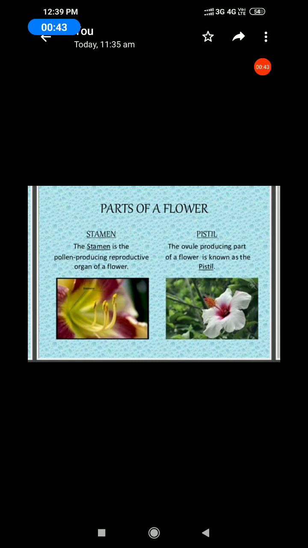The stamen is the pollen producing reproductive organ of a flower. Next, pistil. The ovule producing part of a flower is known as the pistil. What does stamen mean? The stamen is the pollen producing reproductive organ of a flower. What does pistil mean? The ovule producing part of a flower is known as the pistil. These are parts of flowers.